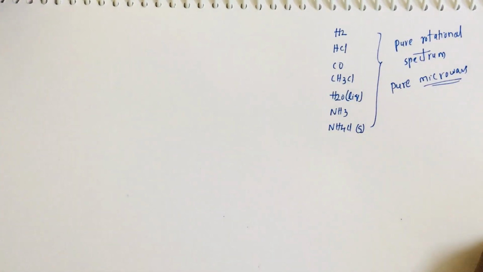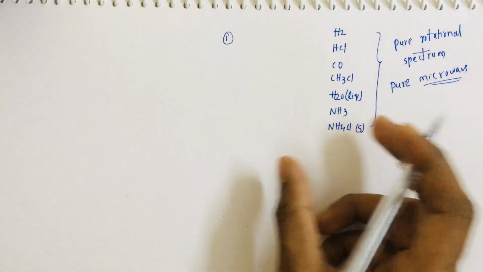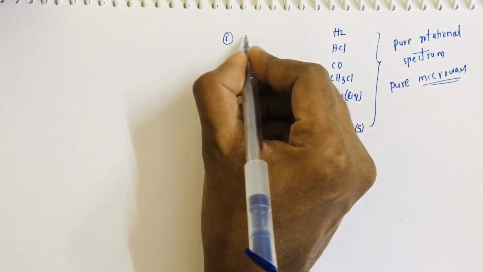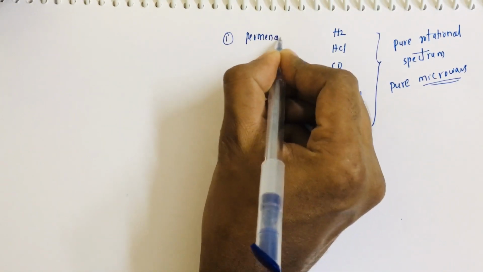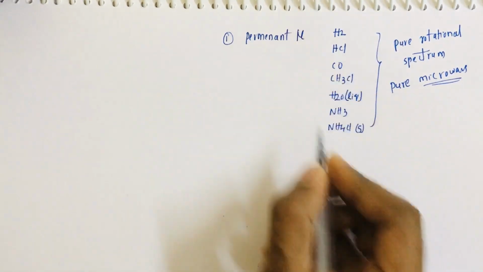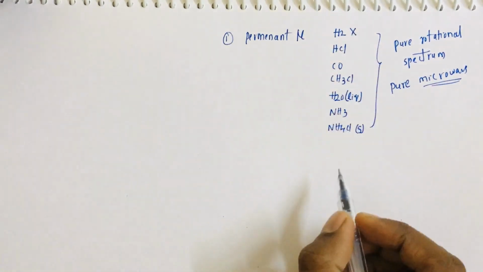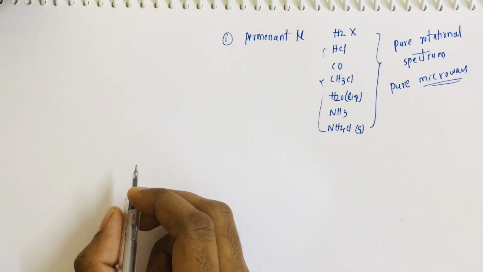Okay. So what is the first condition for a molecule to be active in the pure rotational spectrum? That is a permanent dipole moment. The molecule should have a permanent dipole moment. So out of these compounds, except H2, all the remaining compounds have a permanent dipole moment.